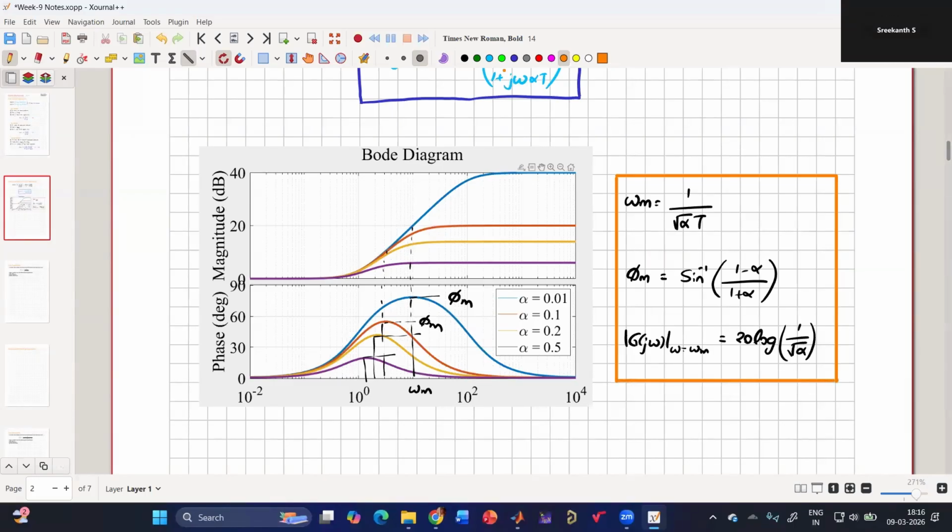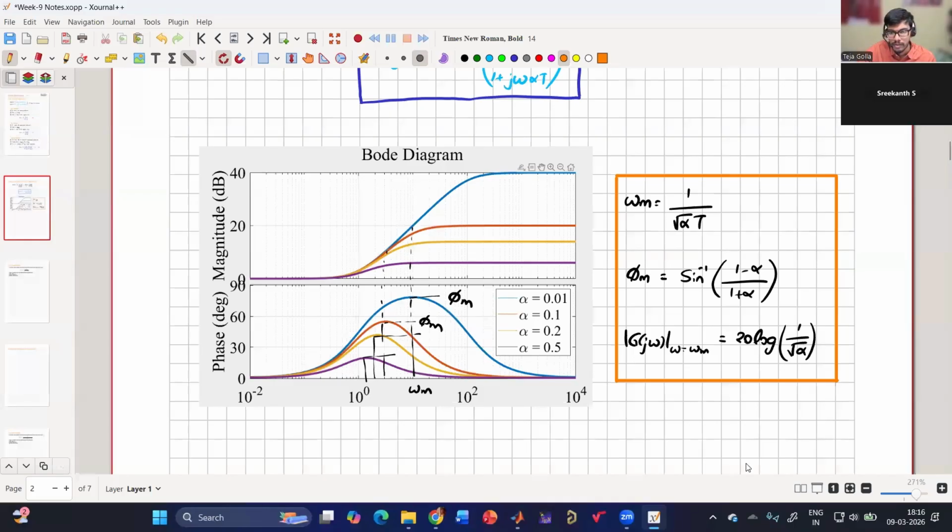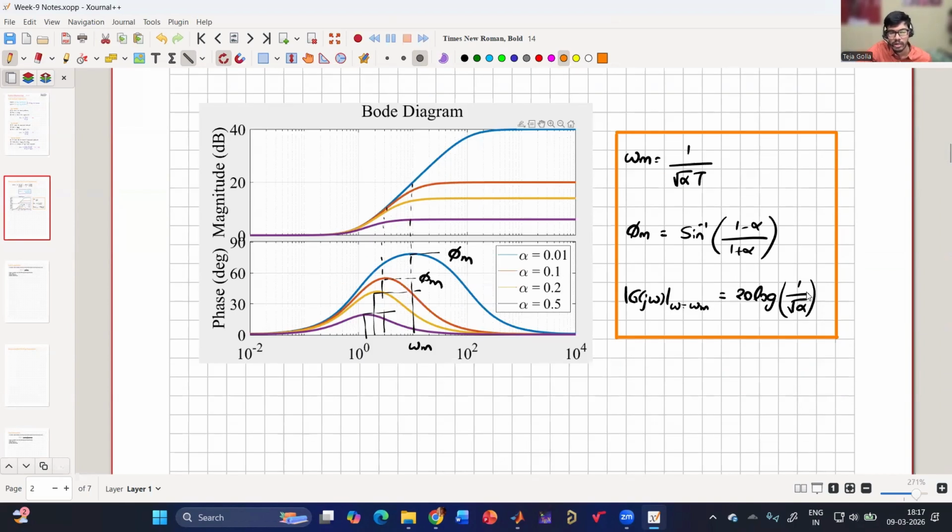So in this way, we can get the information regarding where the peaking is happening, and also how much phase boost we can provide. So why is this important, or how is it going to help? So now let us solve one problem and then we can correlate.